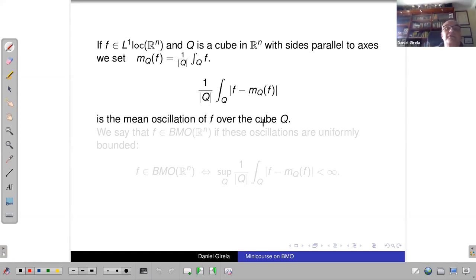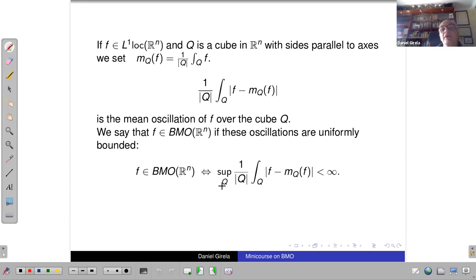Then we say that f is in BMO of R^n, where BMO comes from bounded mean oscillation, if these oscillations are uniformly bounded. So f is in BMO if the supremum of these quantities over all cubes is finite. If we start with the definition, we can see that there is no relation at all between this and analytic functions in the disk, which is what we have been working on over the weeks since this program started. But anyway, we are going to see that BMO is very closely related to analytic functions in the disk. And of course, we will work in one dimension.